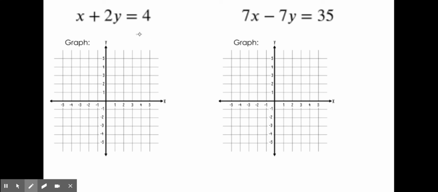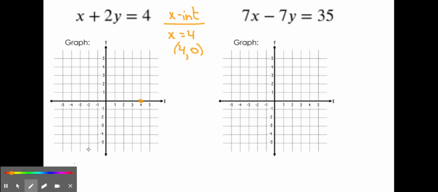Okay, next equation, x plus 2y equals 4. So first, find the x-intercept and graph it. You should have gotten 4, 0, because the x-intercept, y is 0, this would go away. So I just get x equals 4. I didn't even really have anything I had to solve, right? Okay, so fix that if you need to.